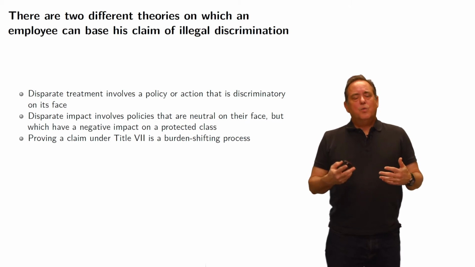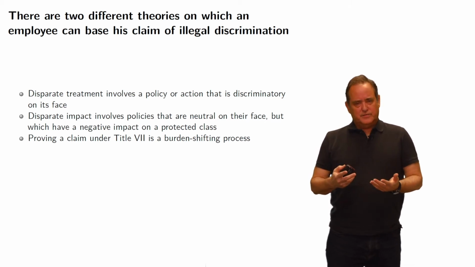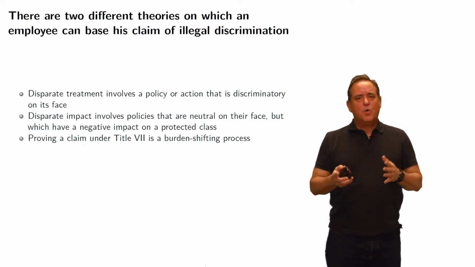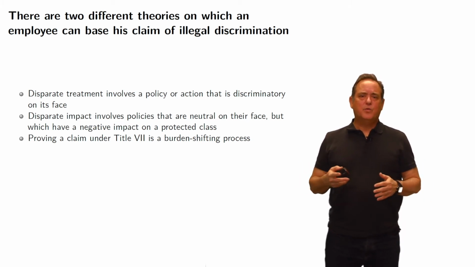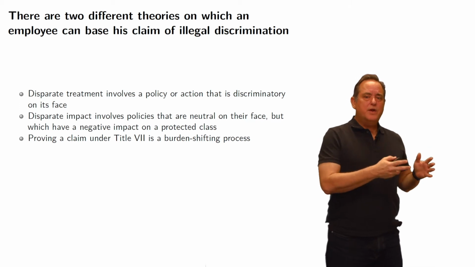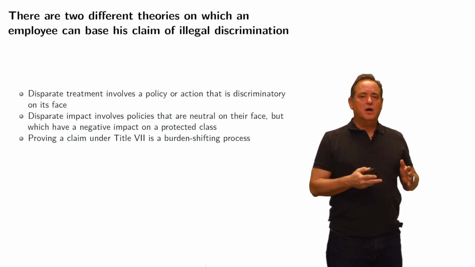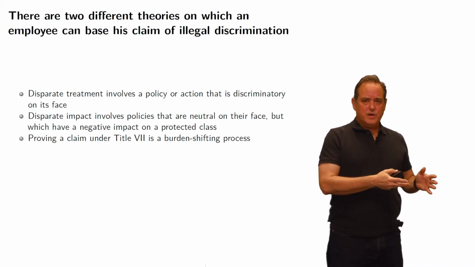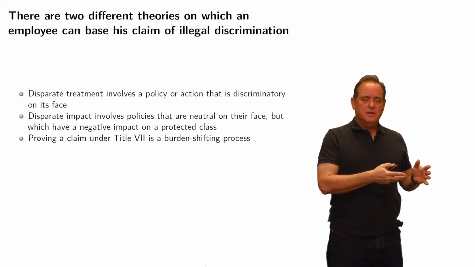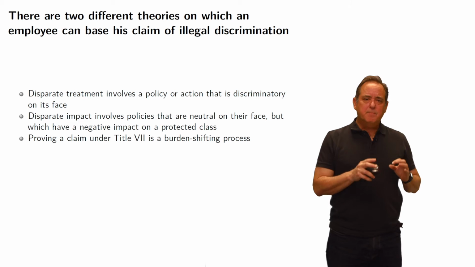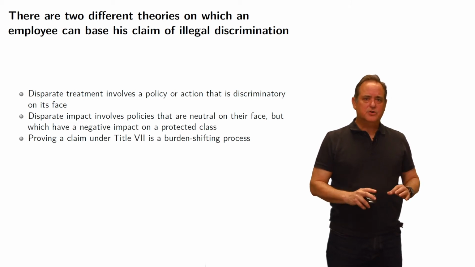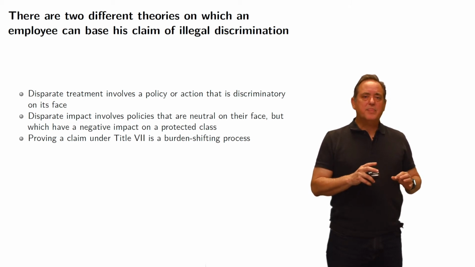The idea behind this burden shifting process is that we are going to shift the burden of proof back and forth. So we're going to start with a notion of the burden of proof resting with the plaintiff. However, that plaintiff only has to make a very minimal case of discrimination. We call that the prima facie case.